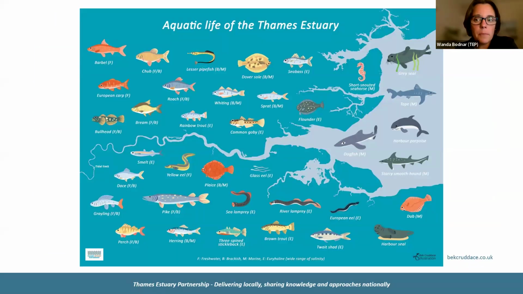Today, the cumulative number of fish species recorded in the Thames estuary since its recovery is 125, with species like barbel, bream, dace, eel, pike, roach, trout, smelt, and sea bass.